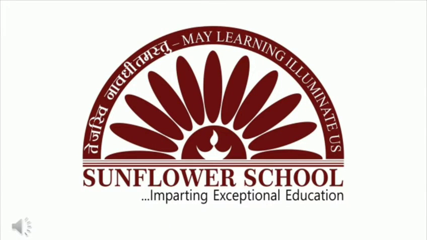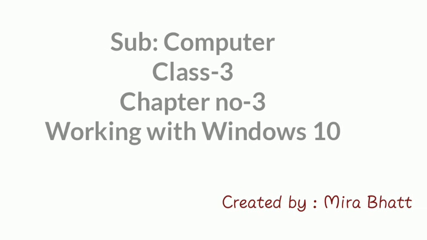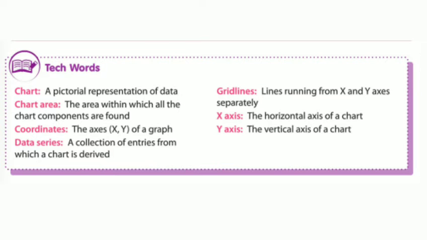Welcome to computer class. Today we are going to start our chapter number 2, charts in Excel. Hard words. Chart: it is a pictorial representation of data. Chart area: within which all the charts and components are found. Coordinates means x and y axis of a graph.